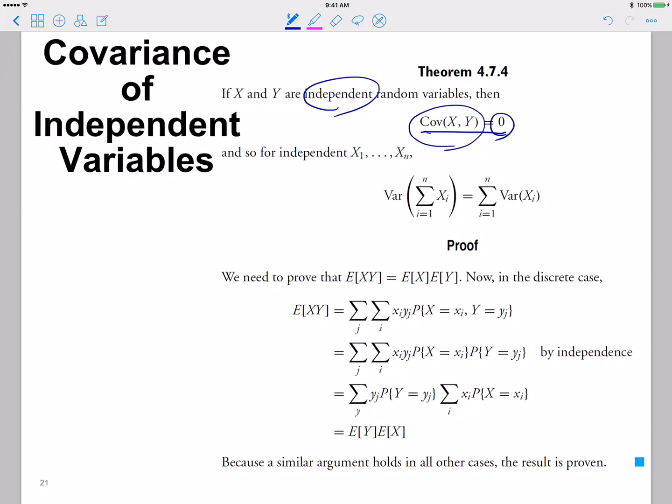And in order to prove this, the covariance is the expectation of x times y minus the expectation of x times the expectation of y. So if the covariance is 0, then they should be equal.